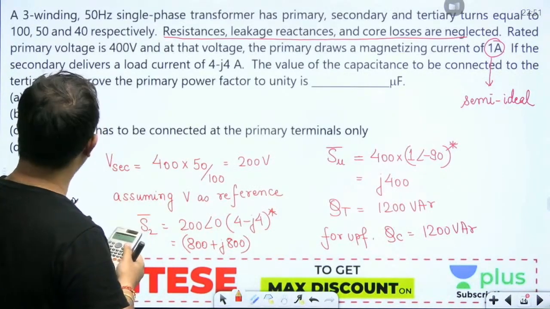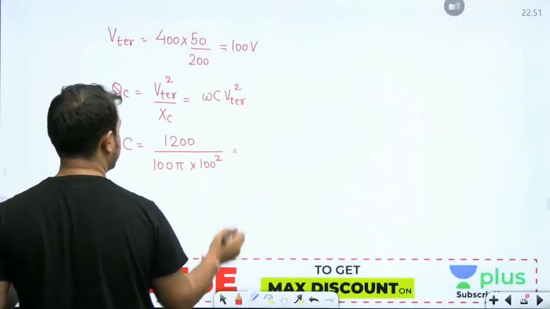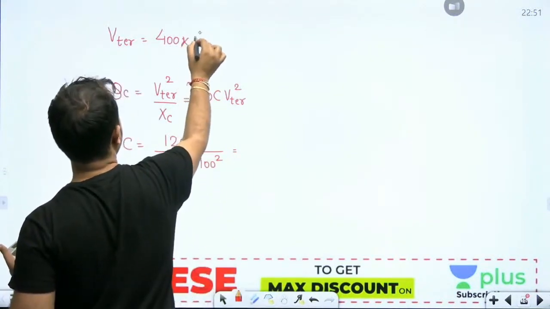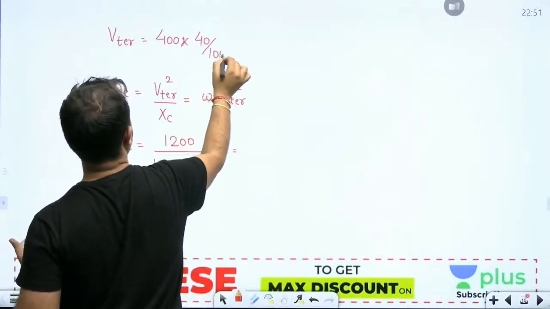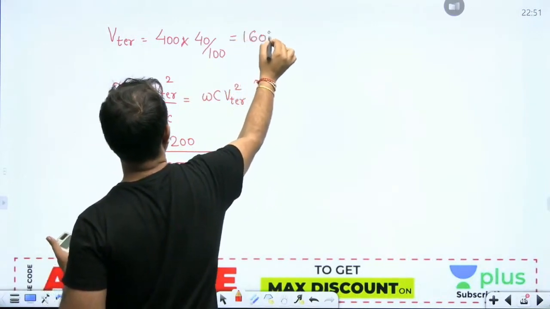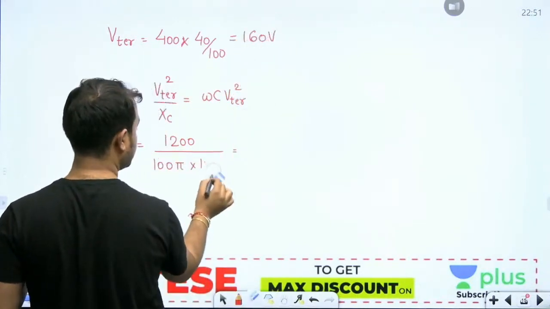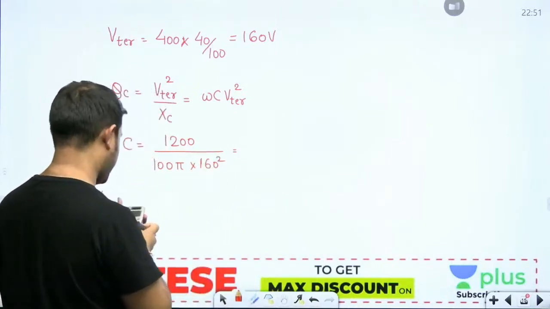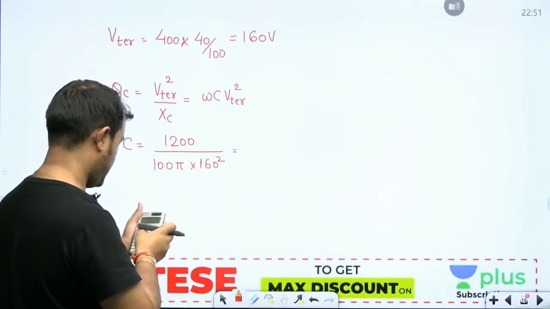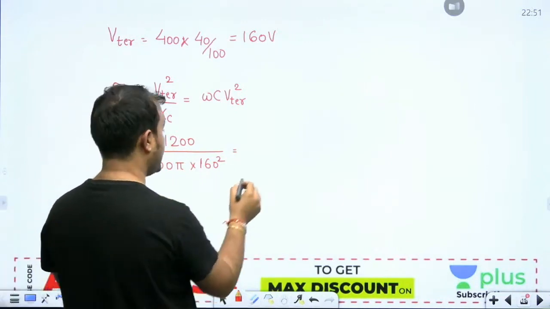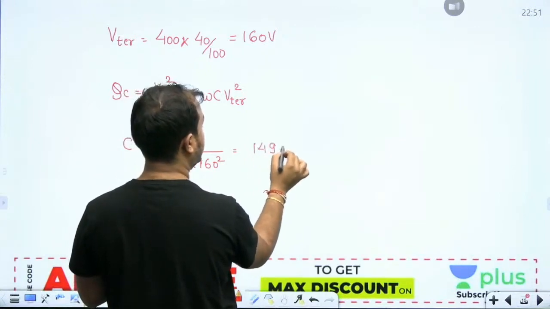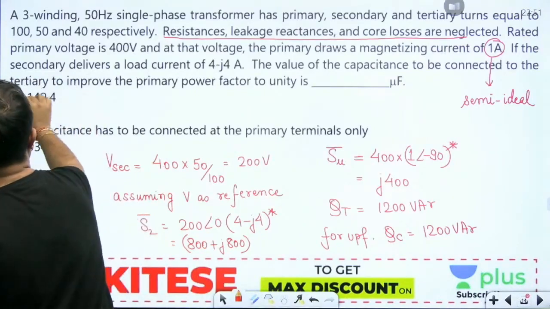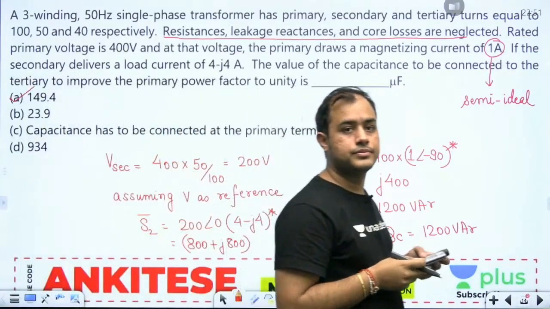Actually, this calculation is incorrect. So this is 160 volt. 160 square. So what I am getting is 149.2 microfarad. 149.2 microfarad. So the answer would be A.